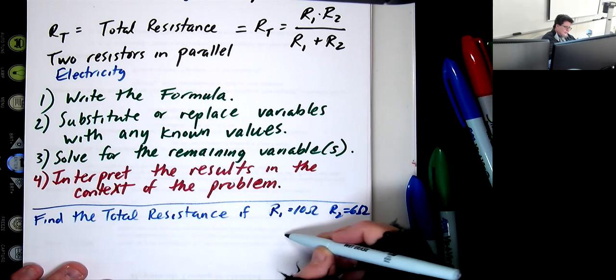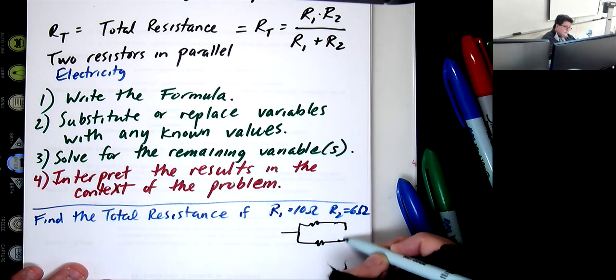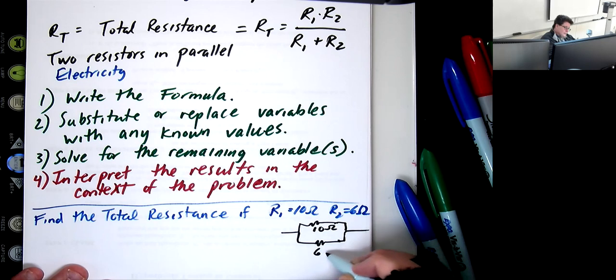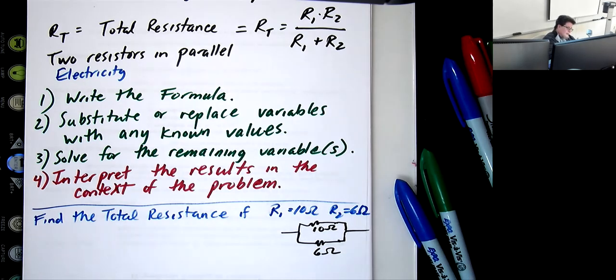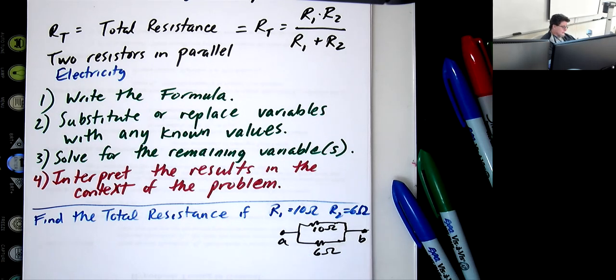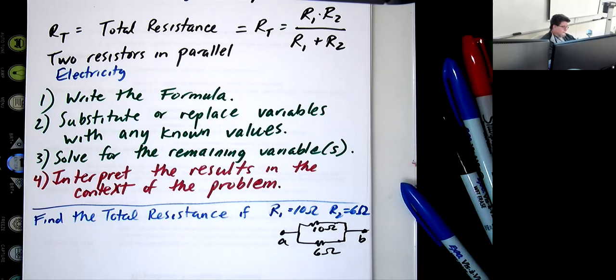So this is kind of like having a circuit that's doing this. There's 10 ohms across this resistor, 6 ohms across this resistor. And we're trying to find what the total resistance is between A and B. That's what you'd be doing if you were doing this problem in electricity, on a circuit board or breadboard or whatever you're working on.